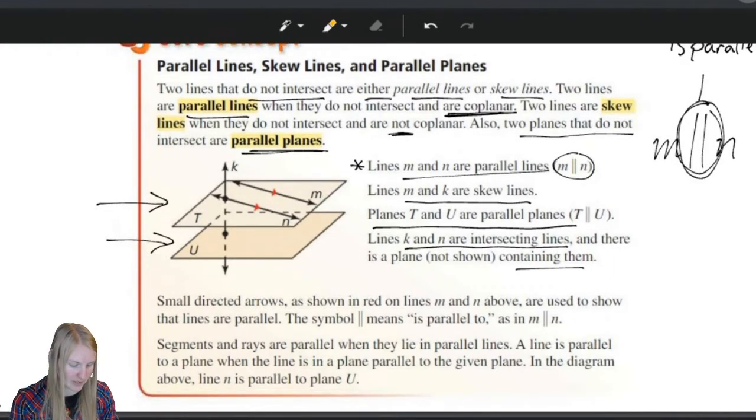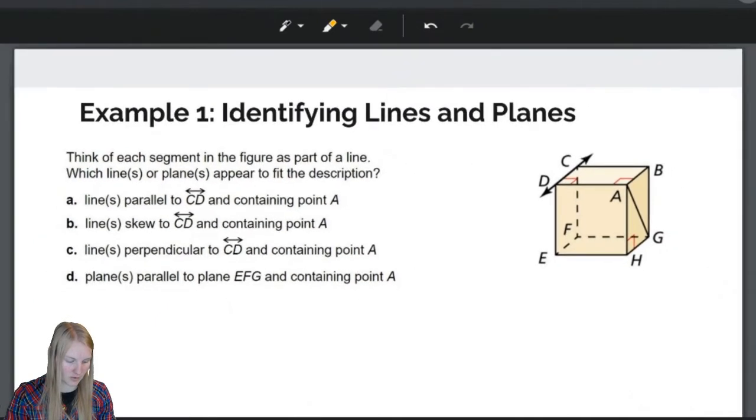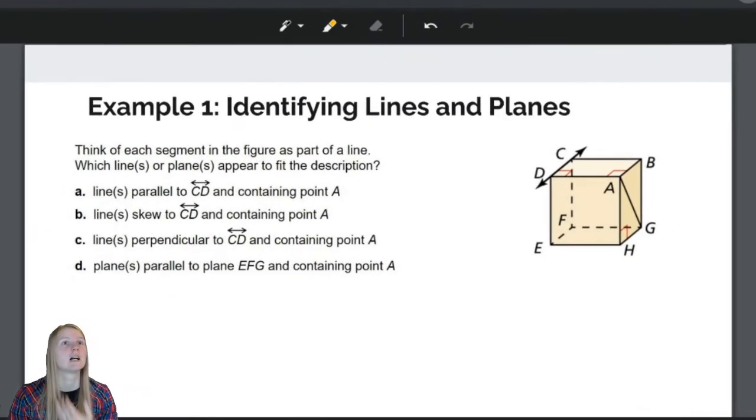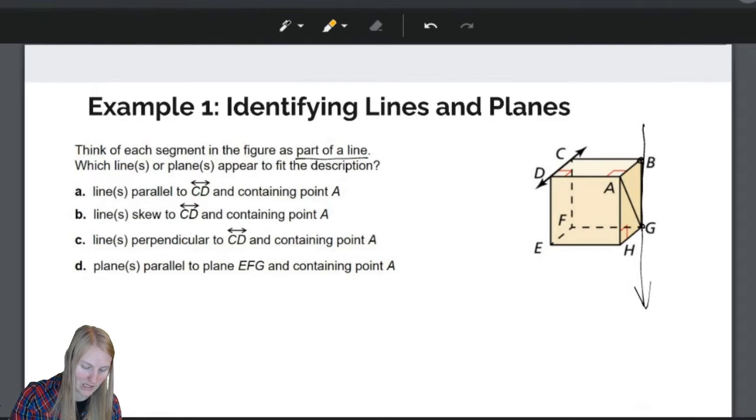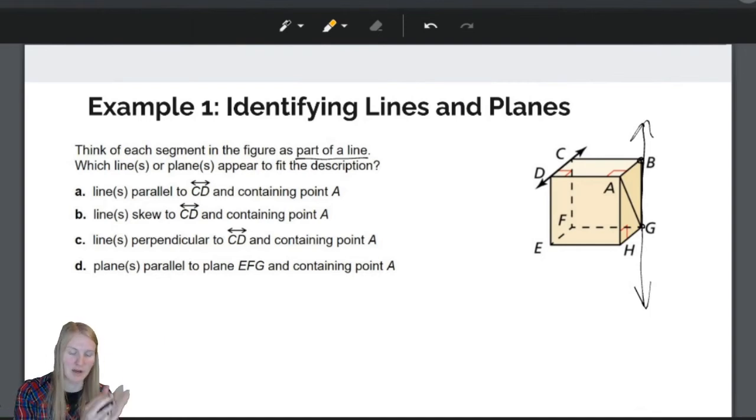So yes, small directed arrows, we talked about these. Beautiful. Let's move on to our first example. Zoom out so we can see the whole thing, shall we? Think of each segment in the figure as part of a line. So even though BG might be a segment, they want us to think about it like a line. Even though it doesn't have the arrows saying it goes on forever and ever, we're going to act like they're lines, even though they're drawn as segments.